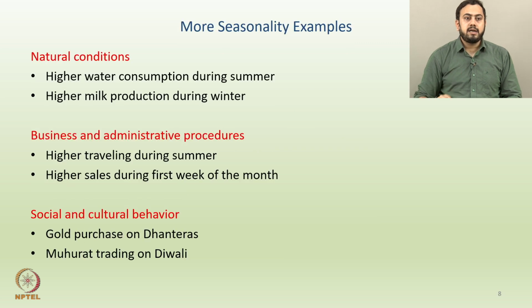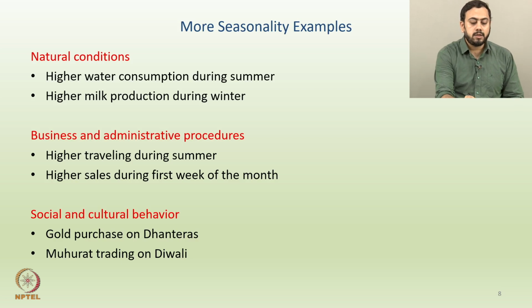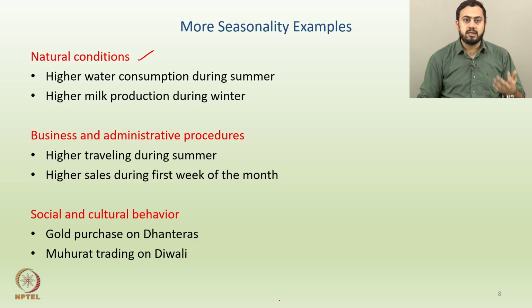Now I think the next slide contains a lot of other examples where one can actually observe seasonality. Seasonality could actually come from different causes, right? The first cause could be natural conditions. We talked about higher water consumption during summer. Again, this is a natural condition. Due to more heat, people tend to consume more water, and naturally in winter months people tend not to consume that much water, okay? Or let's say higher milk production during winter. All these are due to natural conditions.